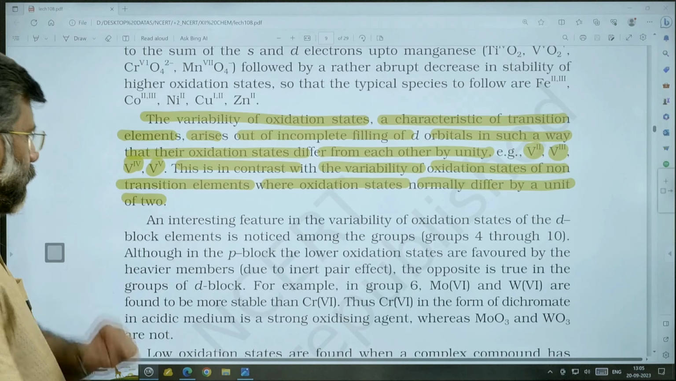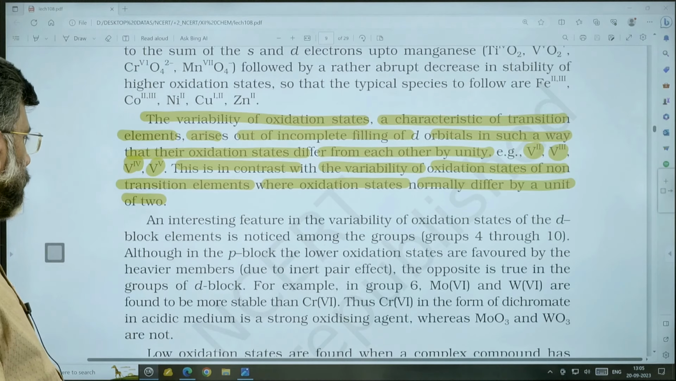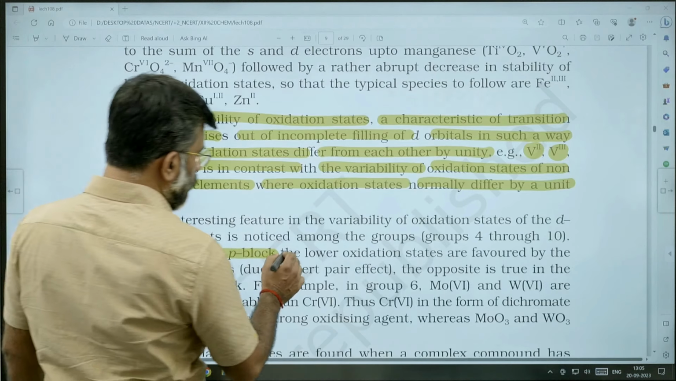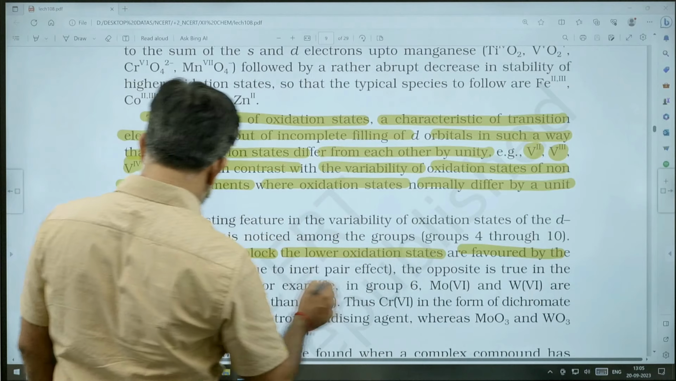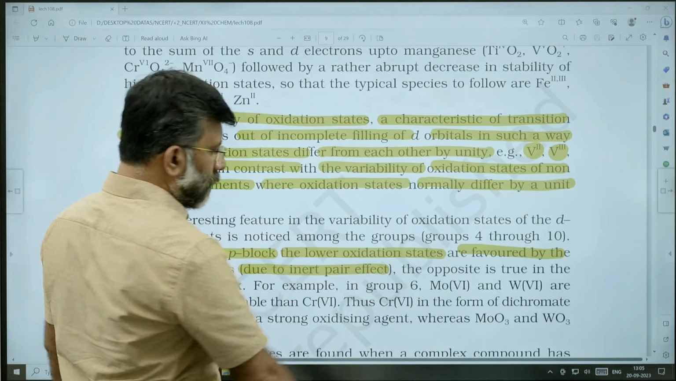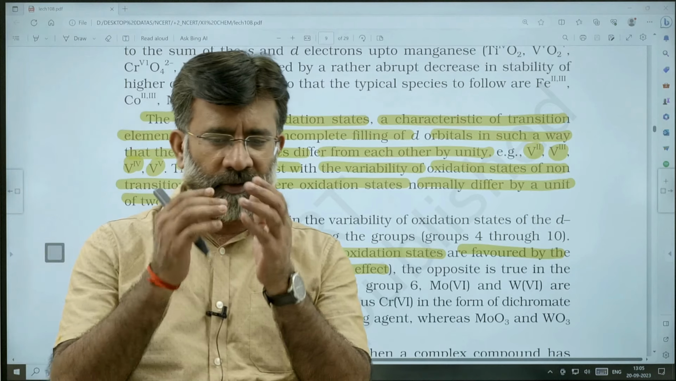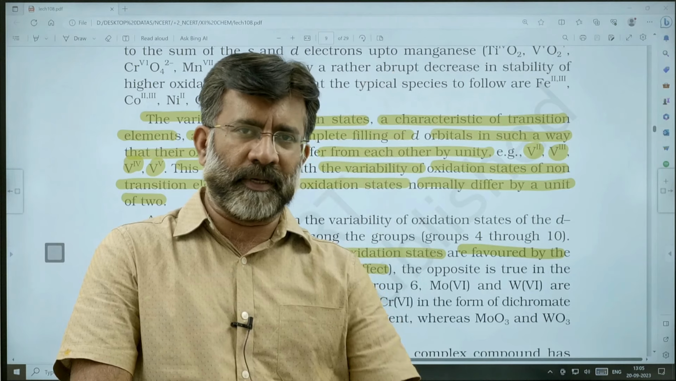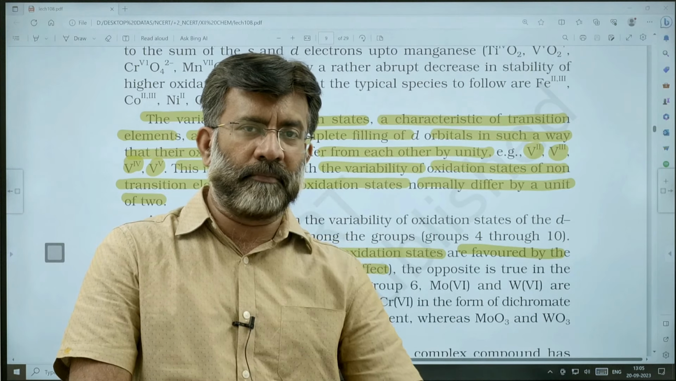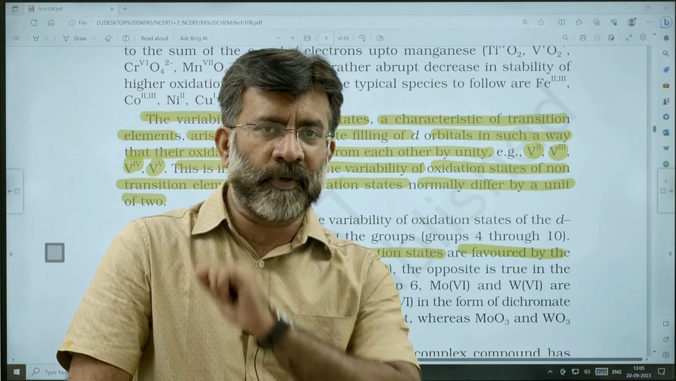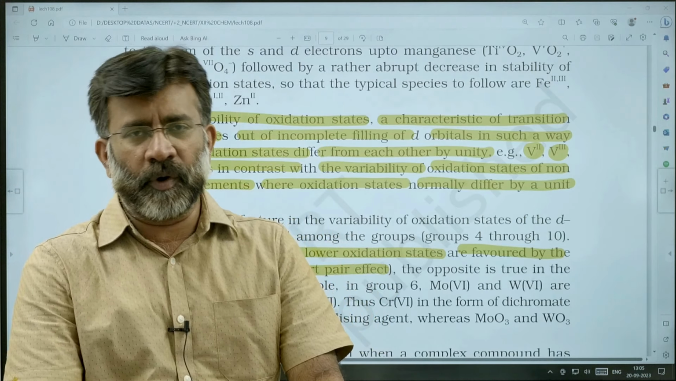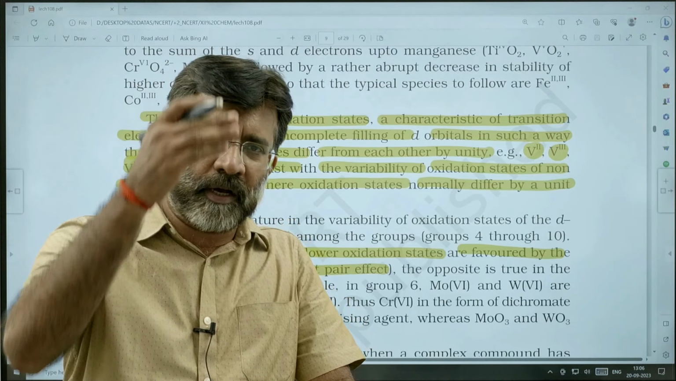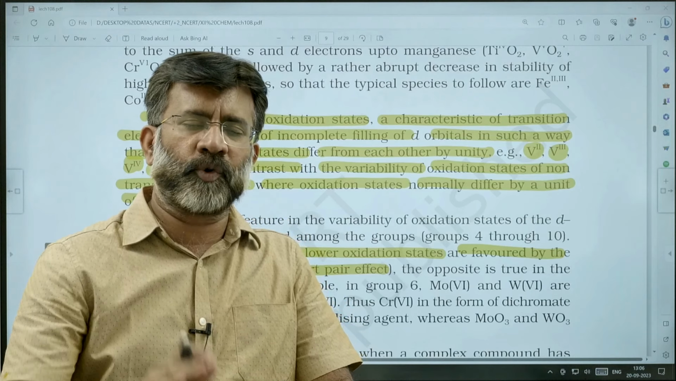And there is yet another important point. What is the important point? You see, in p block, the lower oxidation states are favored by heavier members. You know, inert pair effect. If you take group 13, +3 state is dominated by boron, aluminium, etc. But as you come down, heavy member thallium is interested to show +1 state. If you go to group 14, carbon, silicon favorable to give +4 state. But as you come down, heavy member lead, it is showing +2 state.